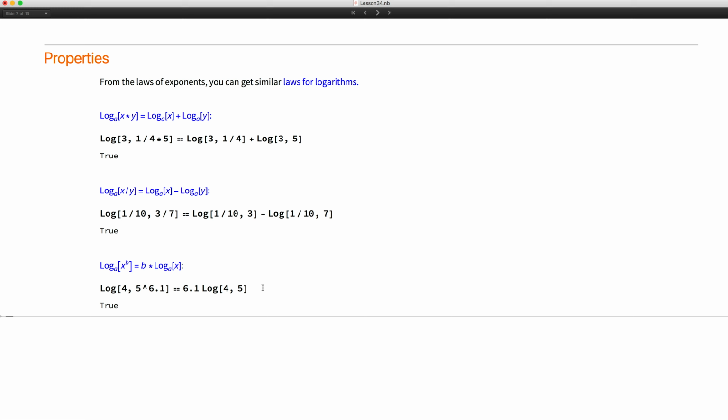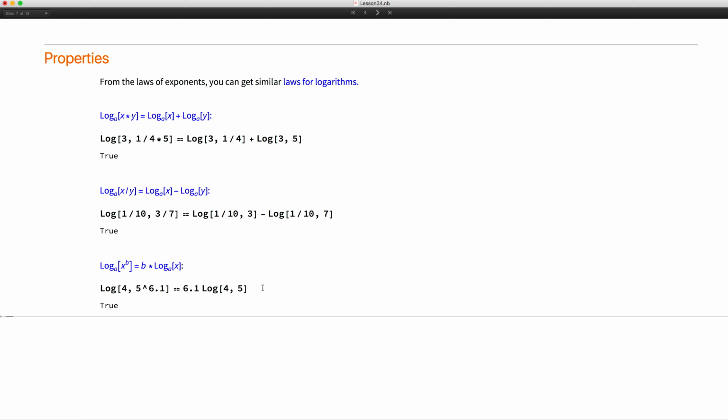Now, of course, there are lots of properties of the exponential function, and in just the same way you have properties of logarithm. So the logarithm of x times y is logarithm of x plus logarithm of y. But if you have quotients like x over y, then they turn into differences.